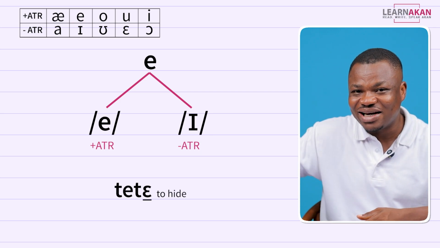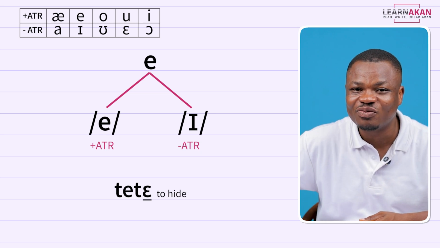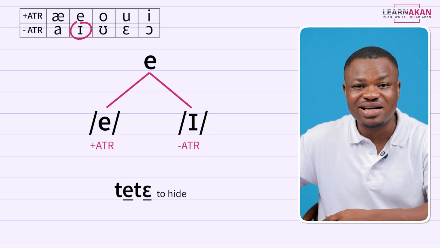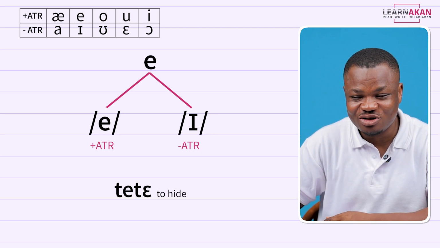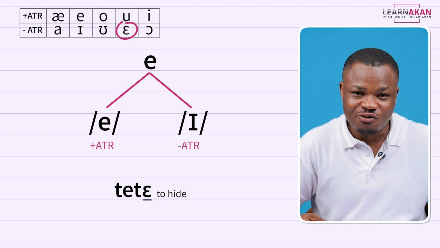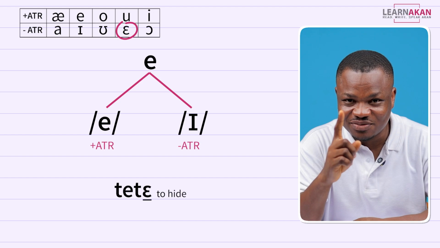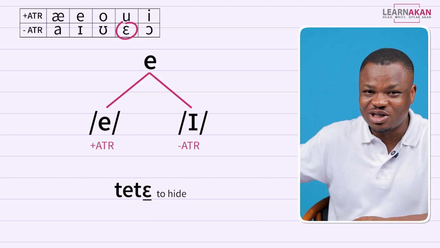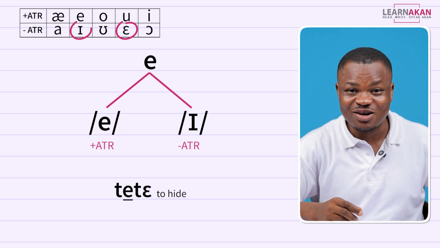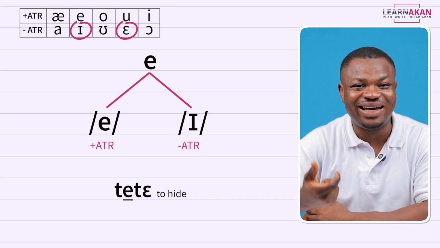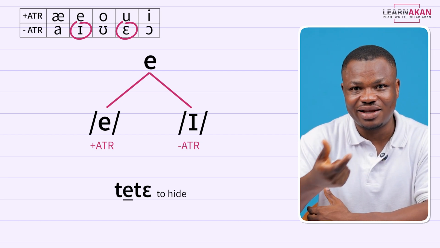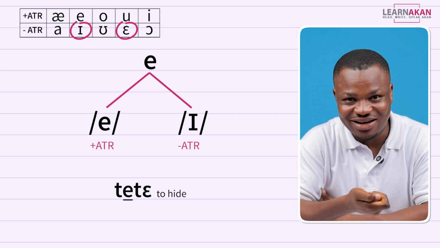But if the next vowel is a minus ATR sound, then this vowel E will be pronounced as the minus ATR version, okay? So in this case, the next vowel is E, and E is one of the 4 vowels that come with just a single sound, right? And this E belongs to the minus ATR set. So straight up, the vowel E here will be pronounced as the minus ATR version. So we have tete, and not te. No, it doesn't work. So it's tete, okay, tete.